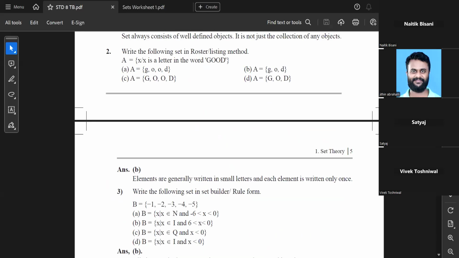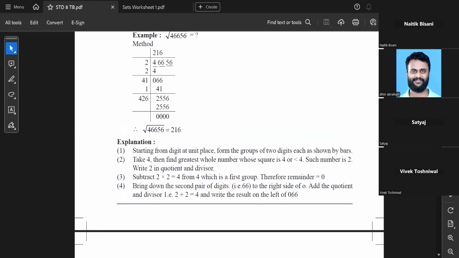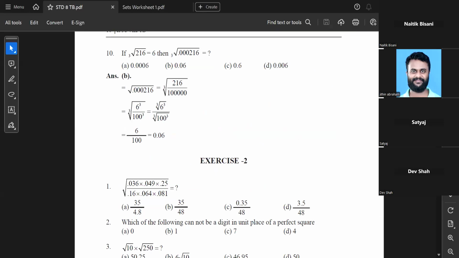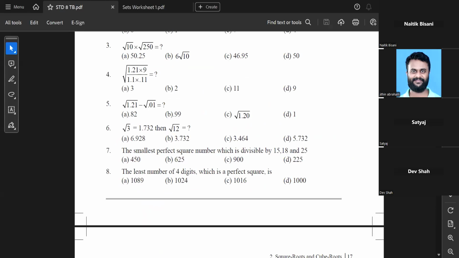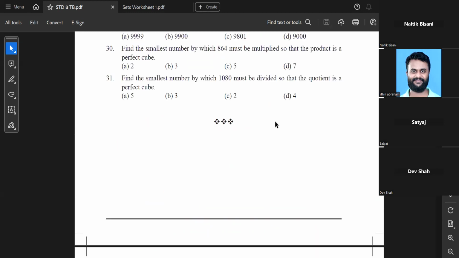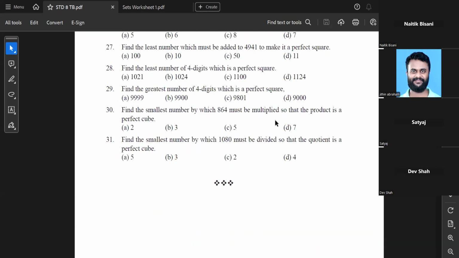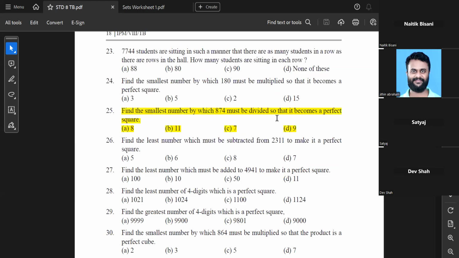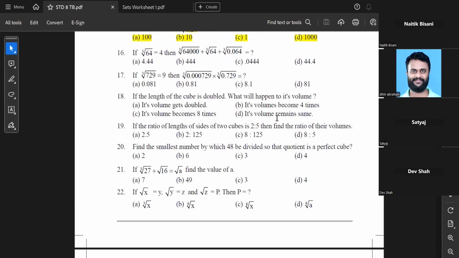Naitik, tell me what's your query? Sir, if it is written x belongs to natural numbers and x is smaller than 4, then the numbers are 1, 2 and 3, it will not include 4, right? Less than 4, right? Yes, if it was less than or equal to, then 4 can come. Correct. You're absolutely correct.